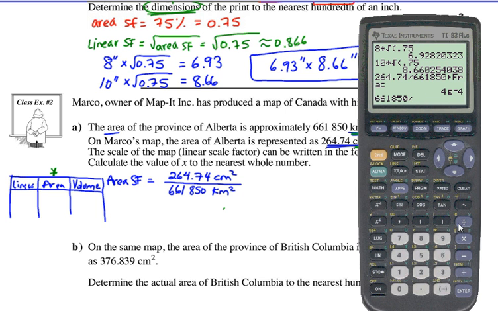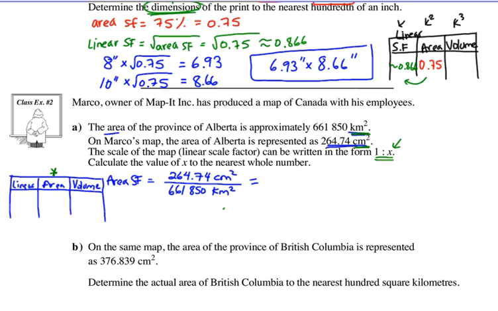Divided by 264.74. So it actually will go into it exactly 2,500 times. And so this should be 1 over 2,500. 1 centimeter squared is equivalent to 2,500 kilometers squared. Okay, so now we know that's our scale factor for area.